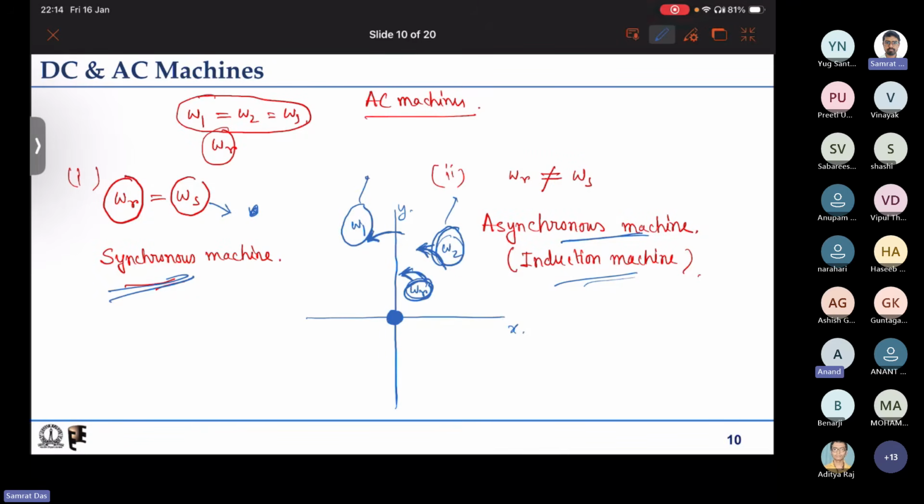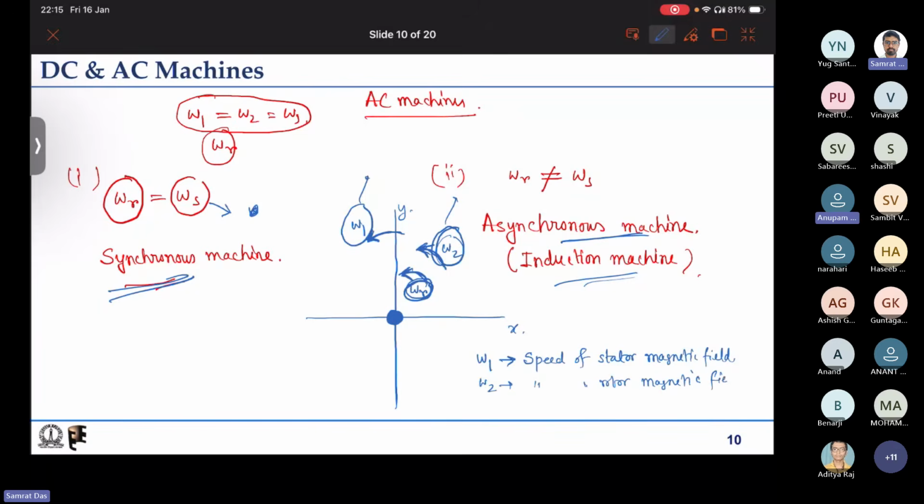Can you please write on the same slide what W1 is, so that tomorrow when we are referring to it we will not forget? So just please mention that. Yes, I'll do that. This is the speed of the stator magnetic field. Omega 2 is the speed of the rotor magnetic field.